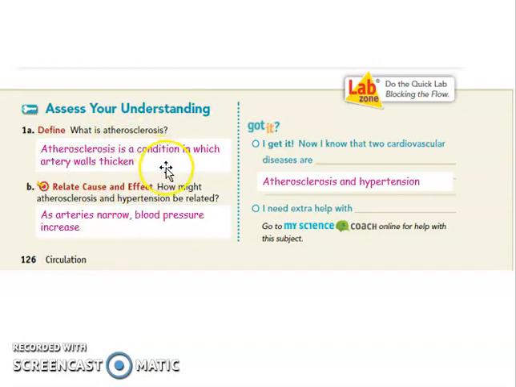So next, let's define what is atherosclerosis. Atherosclerosis is a condition in which artery walls are getting thicker. Let's relate the cause and effect. How might atherosclerosis and hypertension be related? As the arteries narrow, the blood pressure increases. So now I get it. Now I know that two cardiovascular diseases are atherosclerosis and hypertension.